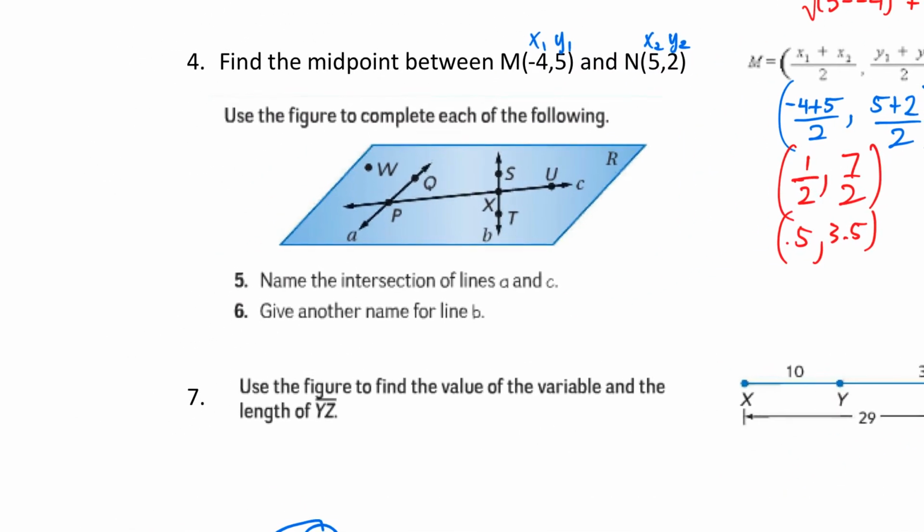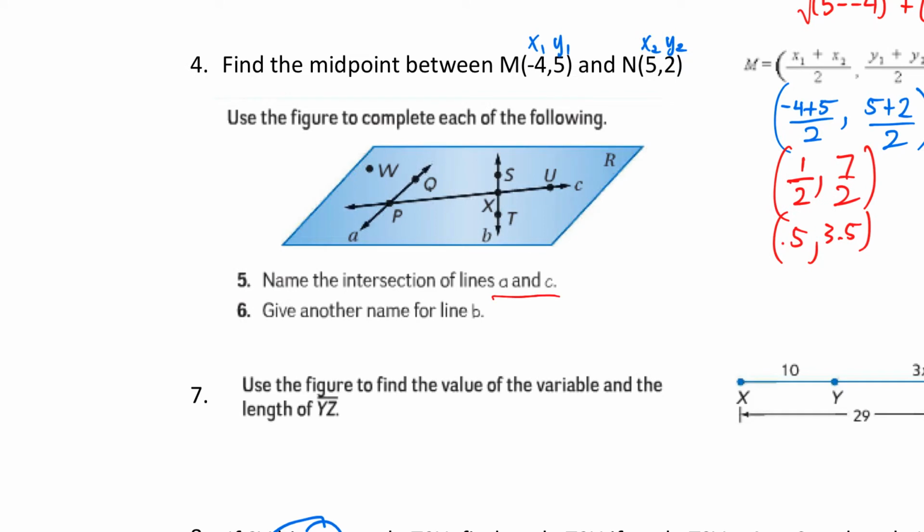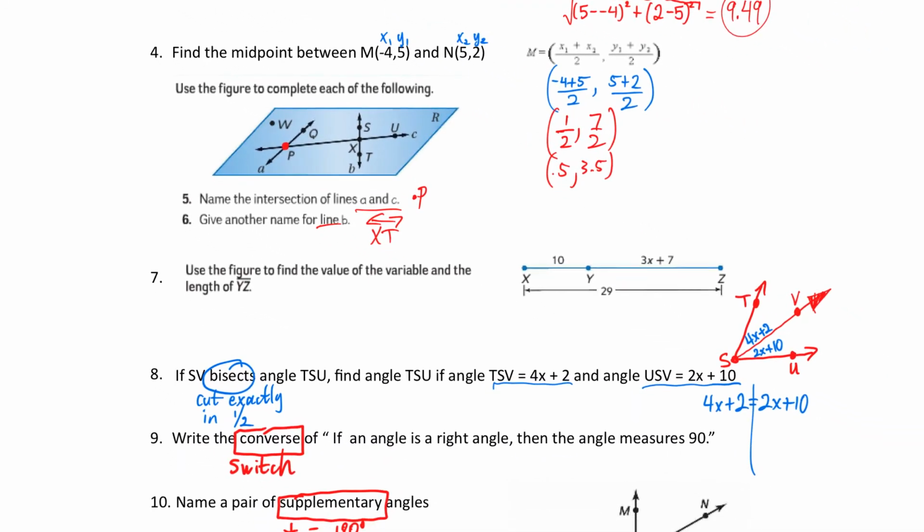Okay, number 5. What's the intersection of line A and C? Where do line A and C meet up? At point P. They meet up right here. Okay, give another name for line B. Line T. Okay, so remember, when you're naming a line, how many points do you use? 2. Use 2 points. So you can choose any 2 points on that line that you want. SX, ST, XT, any of those would be good. Okay? All right, number 7.